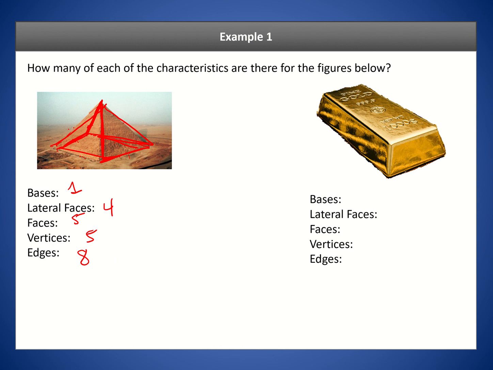We have a trapezoidal prism, right? So the bases, there are 2 bases, right? They're the 2 trapezoids that you see on either end. That's 2 bases. The lateral faces are the rectangular faces. So let's highlight those.